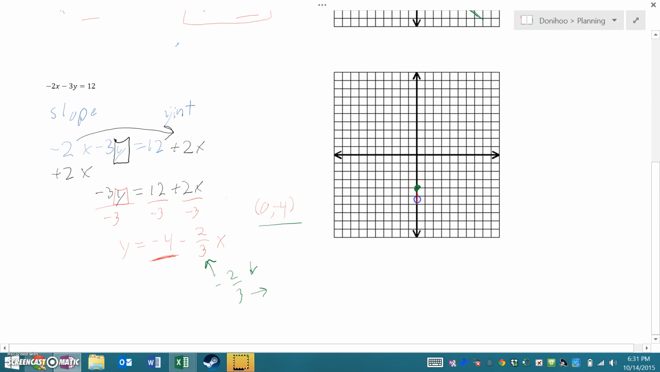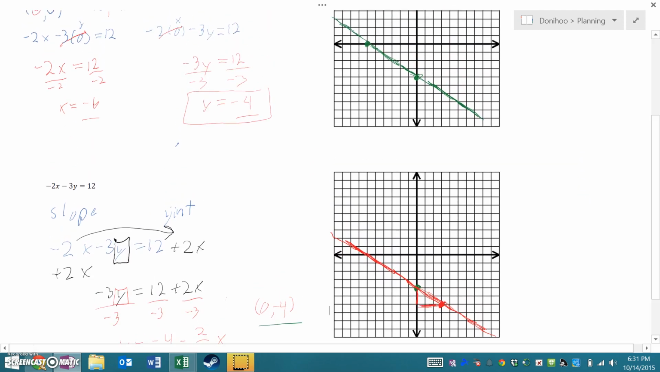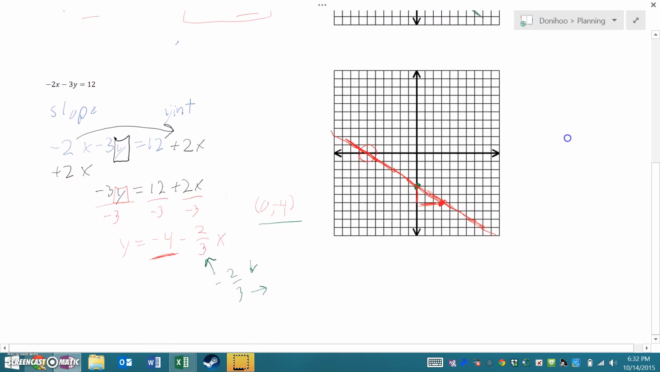All right, down 2 and over 3. That would be the next point there. Okay, and now I can just sketch my line. And you'll see that these two graphs are the same thing. There's my x-intercept of negative 6, and if you follow the slope here, you'll see that's down 2, that's over 3. That's down 2, that's over 3. Same exact slope. So there's graphing lines from the equation.